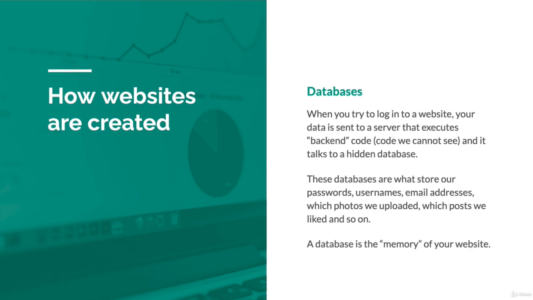Now, one more component that we're not really going to touch on too much in this course is databases. So when you try to log into your website, or any website, your data is sent to the server. So that's the code that you cannot see. We call that backend code. And it talks to a hidden database. And that database is supposed to be hidden to keep your data nice and secure. These databases are what store your passwords, your usernames, your email addresses, which photos you uploaded, which posts you liked, so on and so on. Basically, anytime it remembers that you did something at some point, that's being saved in a database. And a database is really just like the memory of a website.